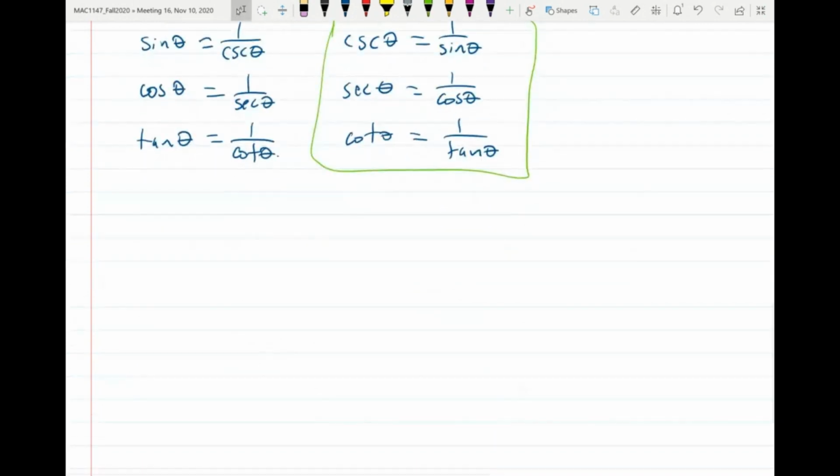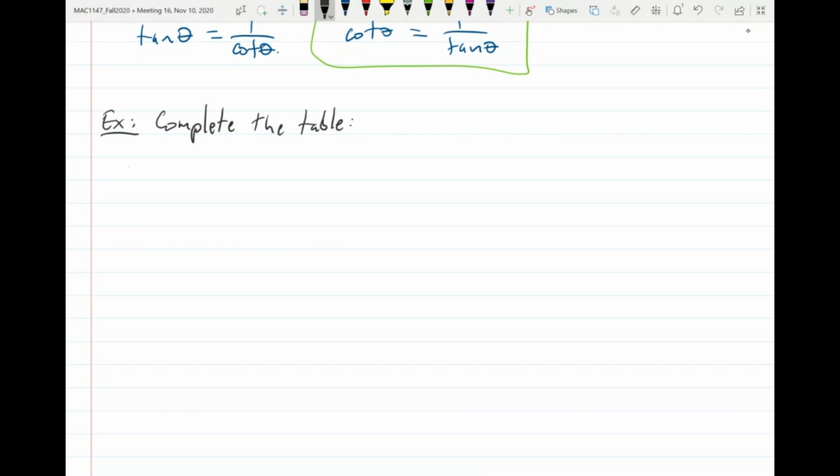All right. So then let's do an example. Let us complete the table for all the angles that we know already. So complete the table. And let's see, I'm going to put here the angle. And then this time we have 6 functions. So we have sine, we have cosine, we have tangent, then we have secant, we have cosecant, and then we have cotangent.